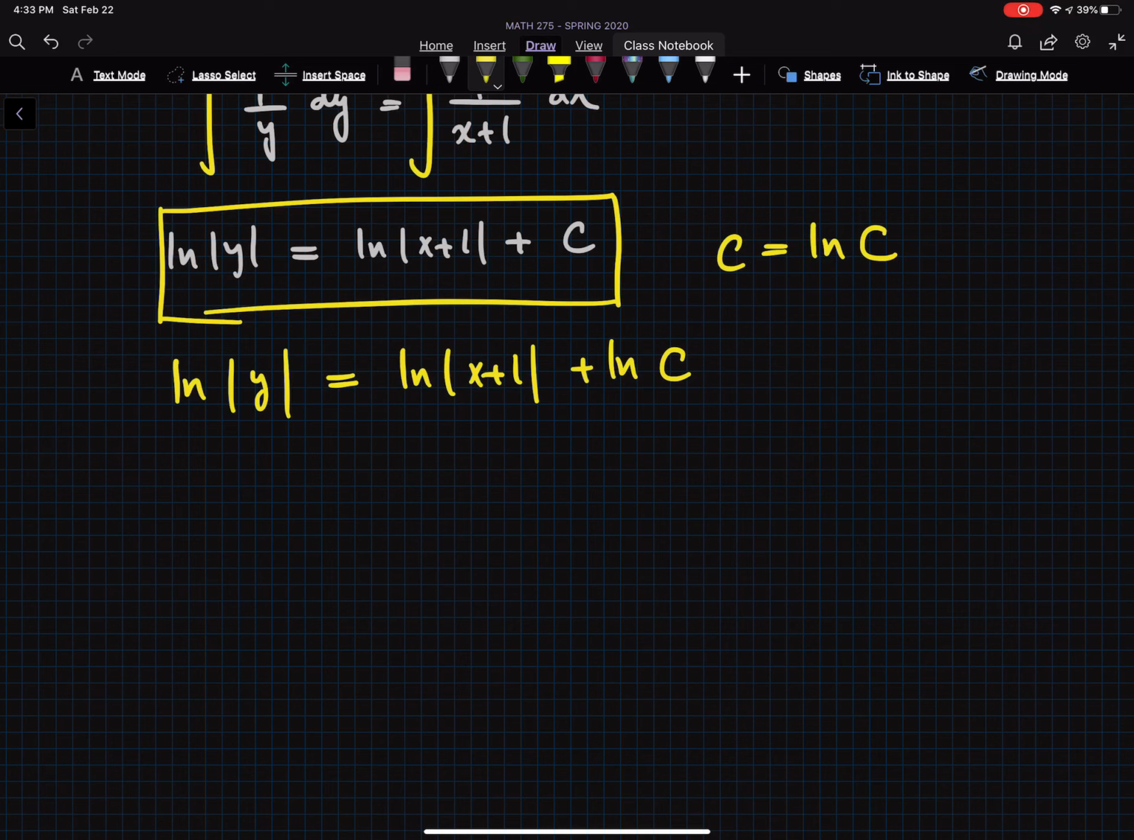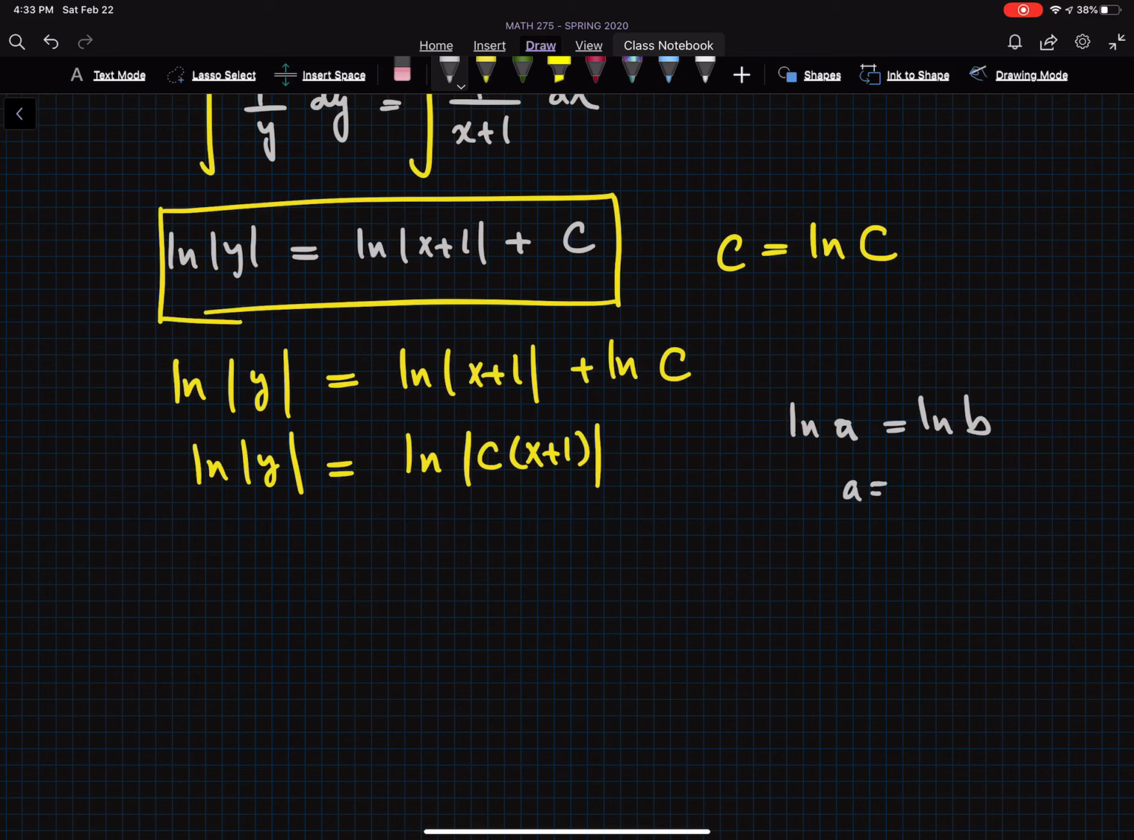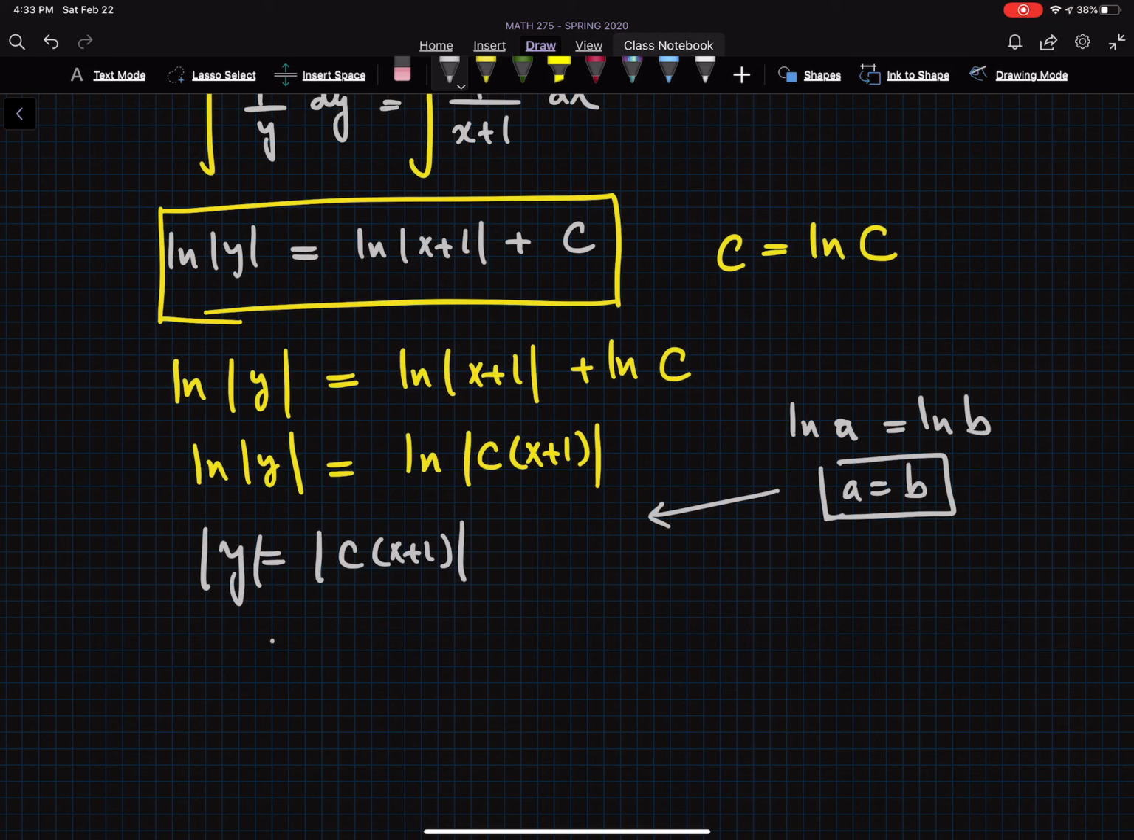And now since I have two ln's that are being added together, I could use the properties of ln and I could write this as c times (x plus 1). And now I've combined both my natural logs. Now I know from algebra that if natural log of a is equal to natural log of b, then a must equal b. Therefore, I could simply say y must equal c(x plus 1). And I could simply just drop the absolute values at this point and say that's my solution.